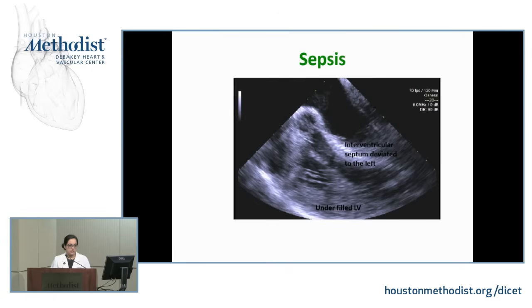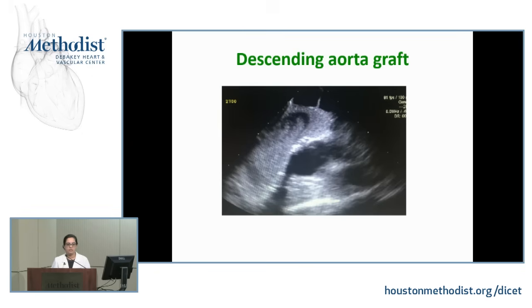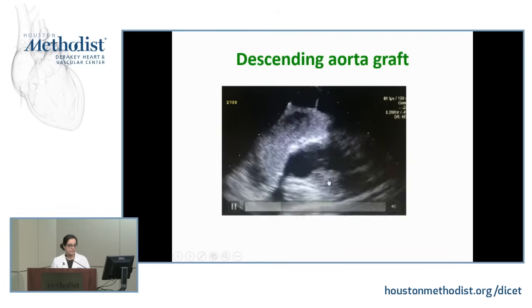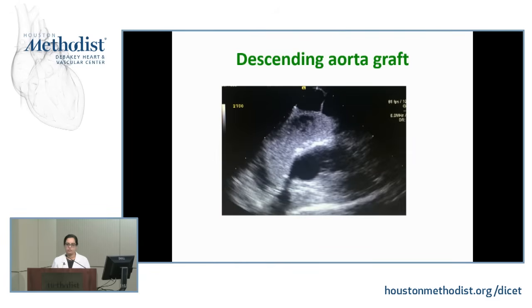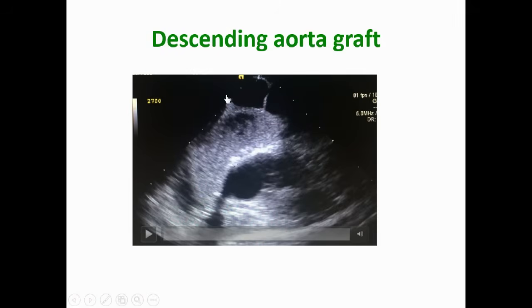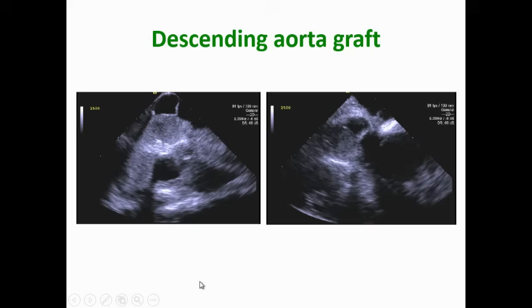Here is somebody with sepsis, with an interventricular septum shifted to the left side with an underfilled LV. This is a good case of somebody who had a descending aorta graft. If you have a descending aorta graft, there's not much retrograde flow. So this is the aortic valve, and you see there's a thrombus sitting here, and then this whole area is just stagnant flow. We could see that very nicely on ICE.